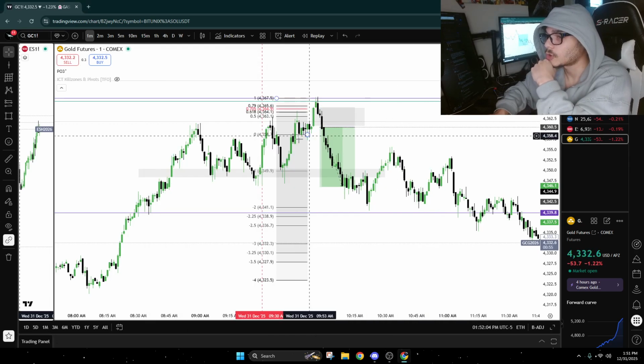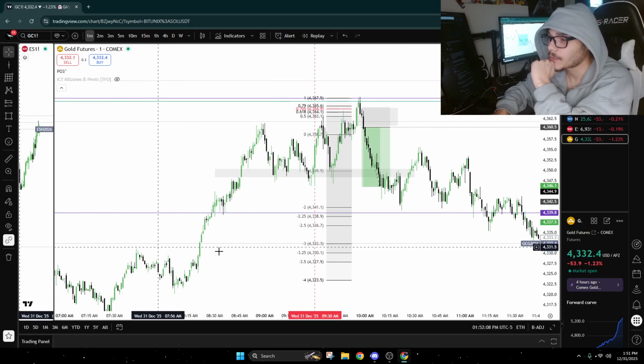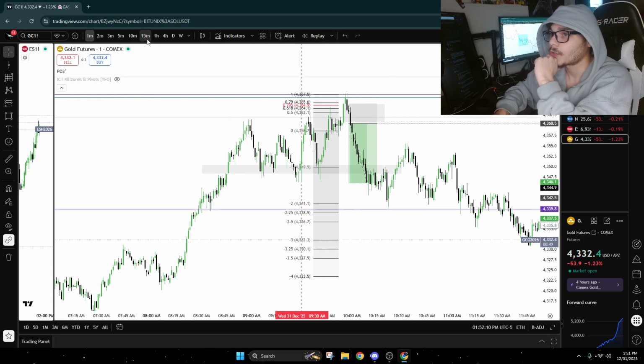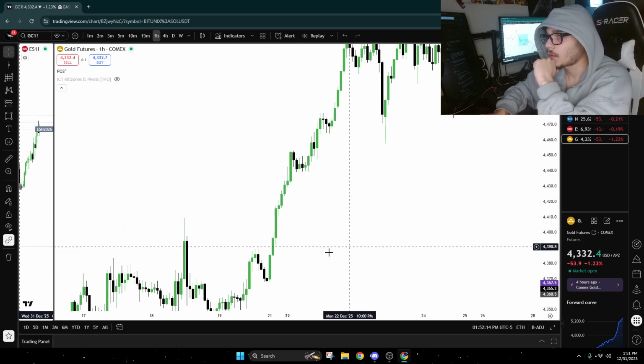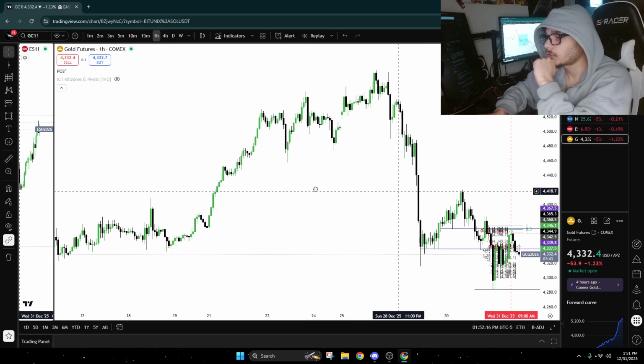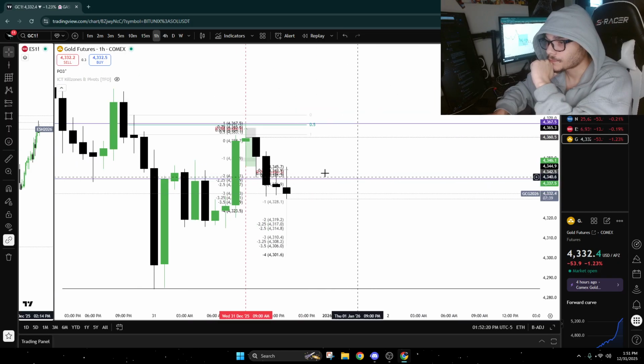Alright, boys, so coming into the market open today, coming into gold, this is the gold chart, I wanted to see a clear AMD model play out. So what do we have on the higher time frame on gold? Let me reset the chart. What do we have on the higher time frame on gold?